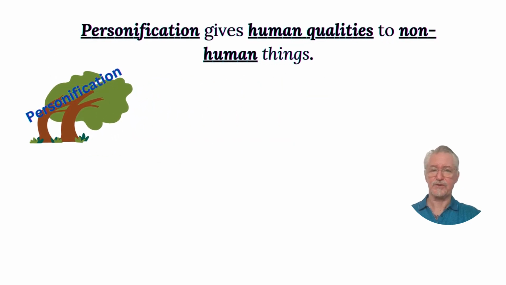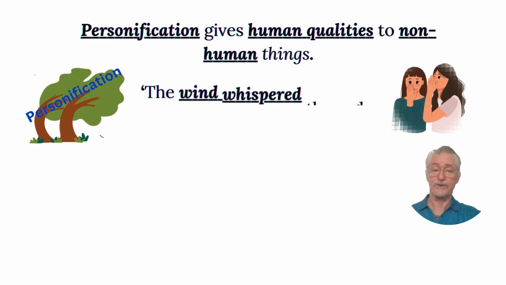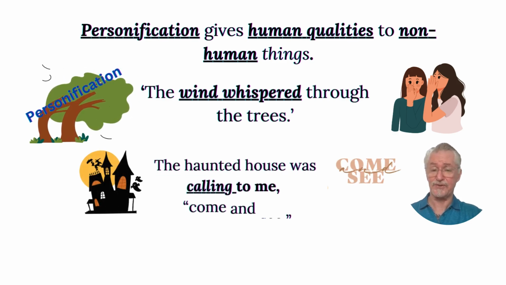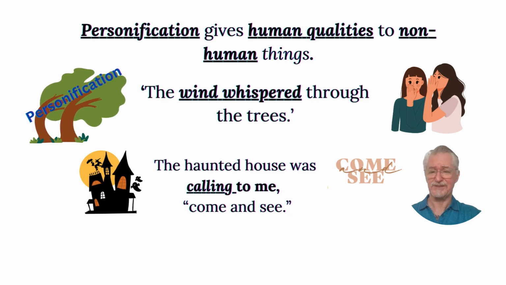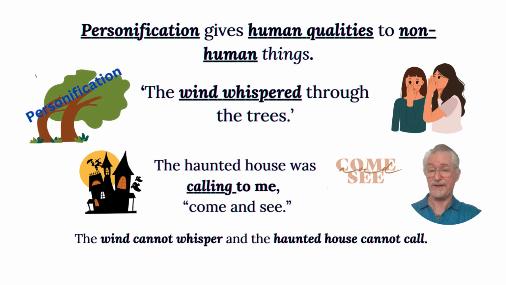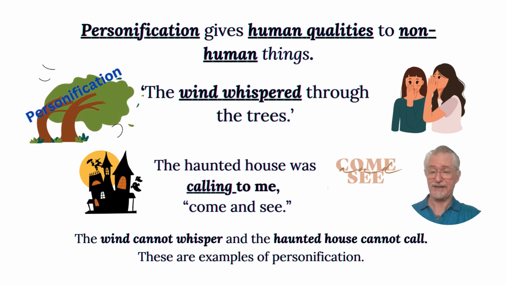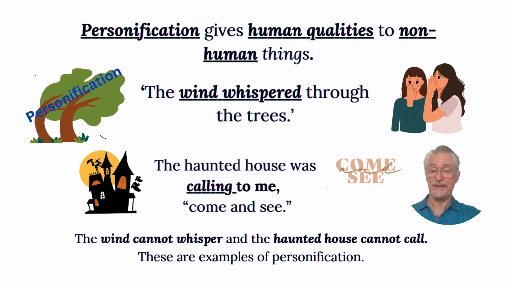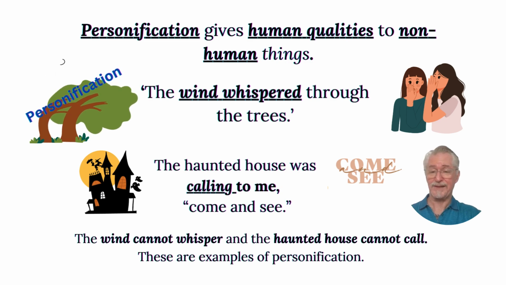Personification gives human qualities to non-human things. The wind whispered through the trees. The haunted house was calling to me, come and see, come and see. Now, in both cases, we know that the wind cannot whisper and the haunted house cannot call. These are examples of personification. We're attributing the human quality of being able to speak to the wind and to the house.